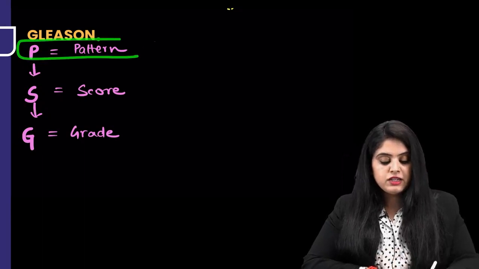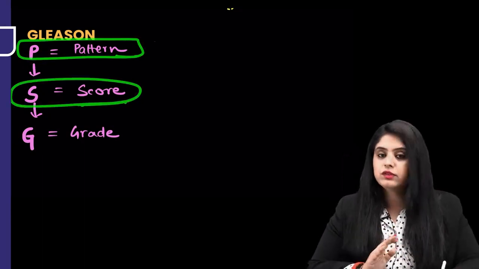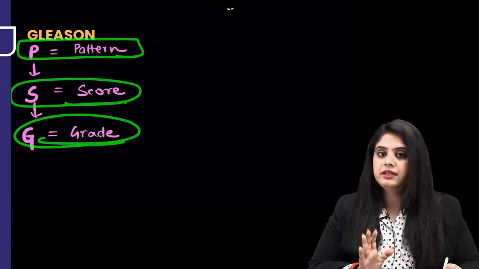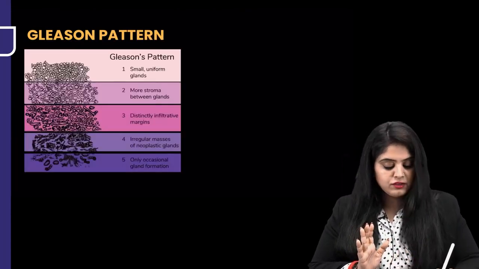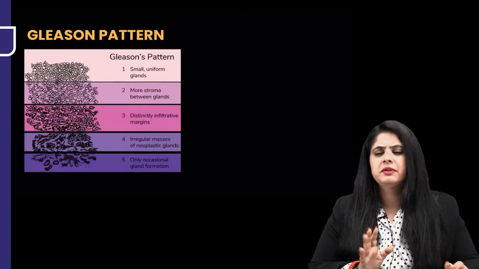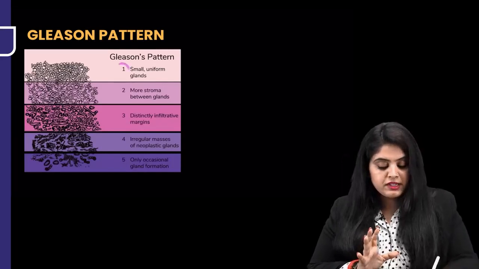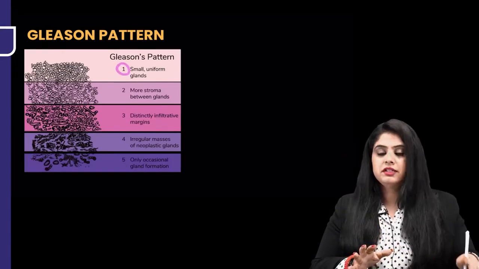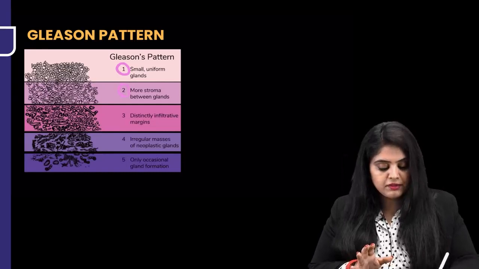Let me start. First, I'll teach you all the patterns. Then I'll teach you how to take out the score. And then I'll teach you how to take out the grade. Okay? Patterns. How many patterns do we have? 1 to 5. Very simple. Trust me, very simple. Just listen to pattern number 1, 2 and 3.